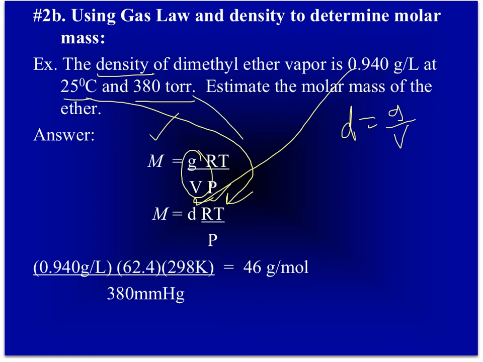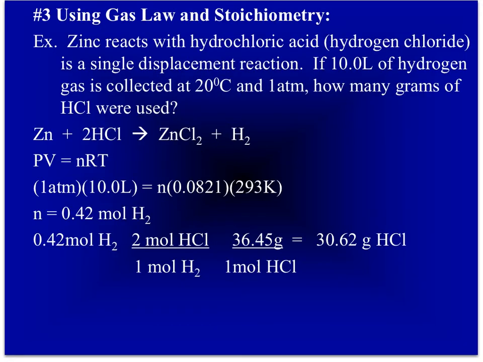And we need to enter the pressure in there. 380 torr is the same as 380 millimeters of mercury. So once we do that again, we have all of our units for R. Everything will cancel out except for grams per mole. So dimethyl ether has a molar mass of 46 grams per mole. Okay, so third type of problem is combining the gas law and stoichiometry. We're actually going to do these types of problems in day 2.